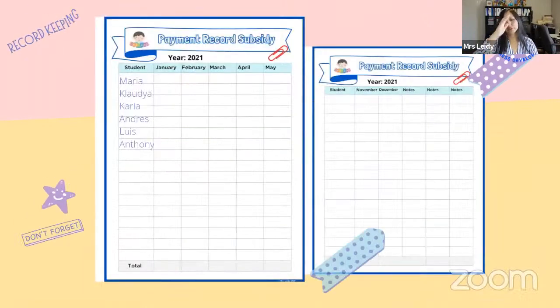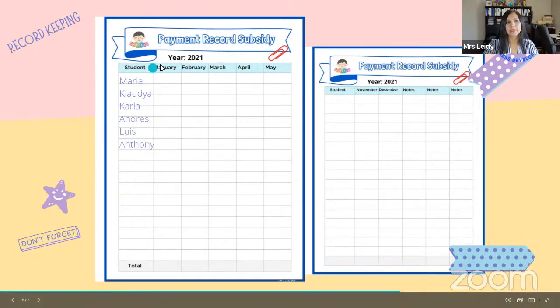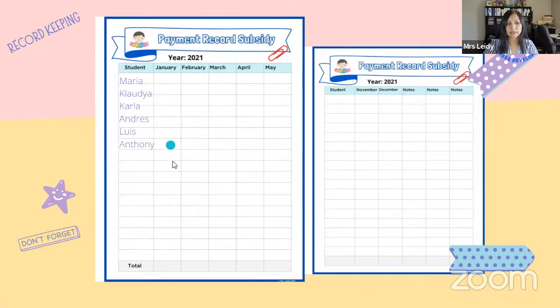Now let's go to the next one. This payment record is more for a subsidy program. Why? Because the subsidy program, they don't pay us every week. They pay us every month. So I always like writing the names of the kids here. And then I put, for example, if they pay me in January, I already have a list of all the kids here. And now normally they pay me at the end of the month. So I will be putting all the information here.